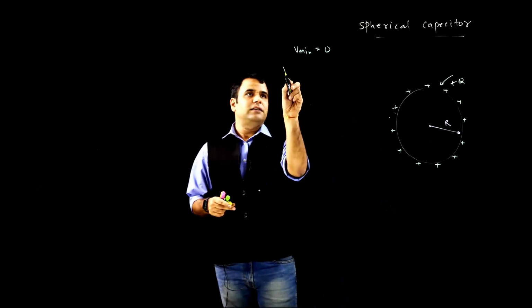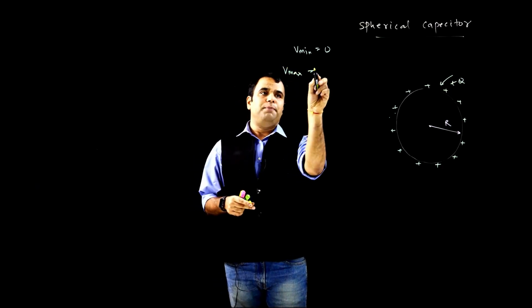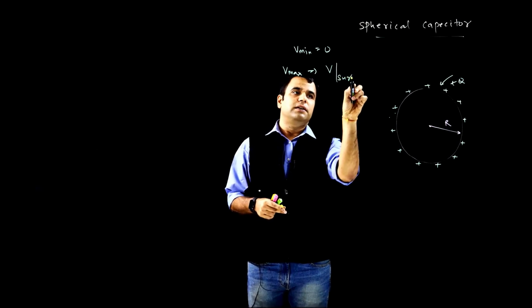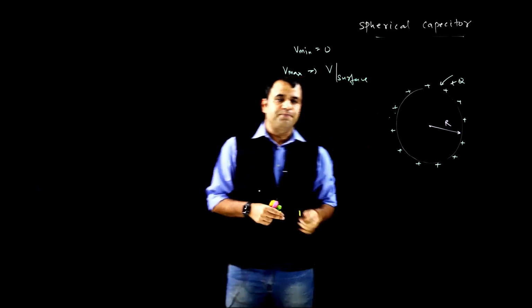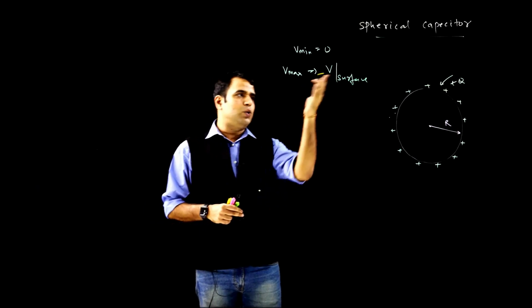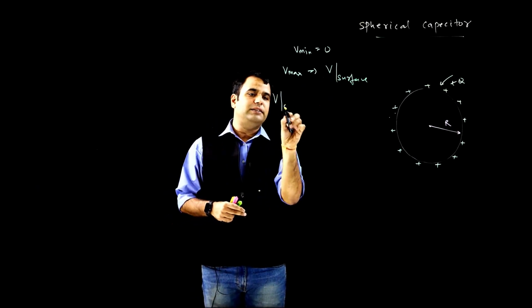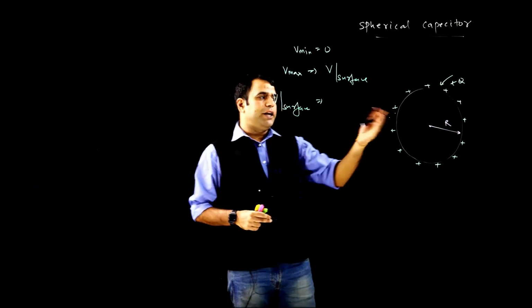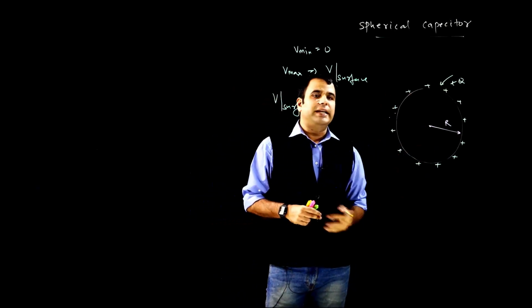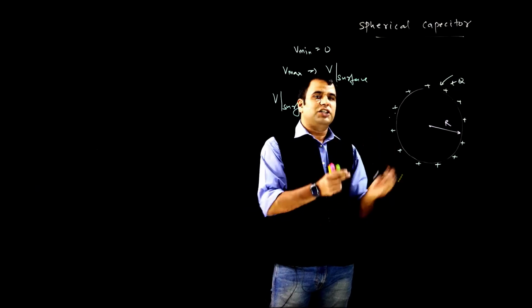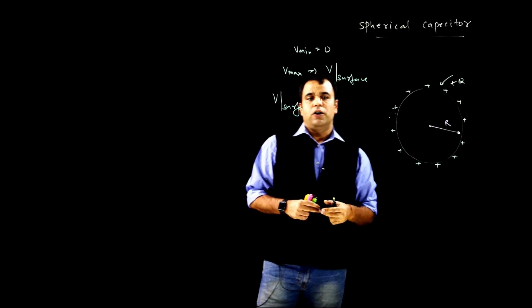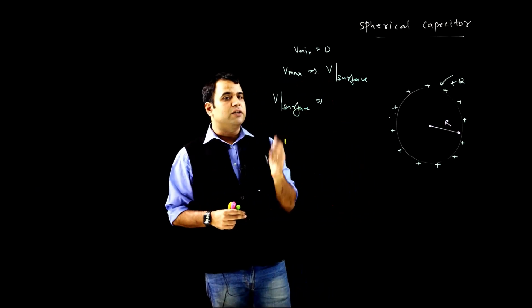So V max, the maximum potential, will be at the surface. That will be the potential at the surface. Now we have the formula to calculate this potential. For all outside points, this spherical body behaves as if all the charge is concentrated at the center of the sphere. That we learned in electrostatics.